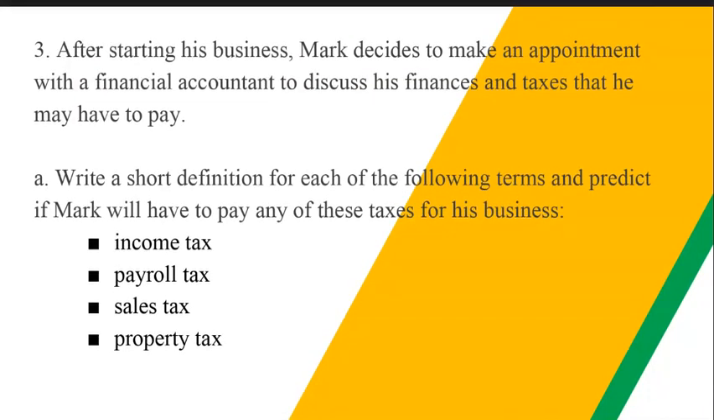Wednesday, problem 3. After starting his business, Mark decides to make an appointment with a financial accountant to discuss his finances and taxes that he may have to pay. A. Write a short definition for each of the following terms and predict if Mark will have to pay any of these taxes for his business. 1. Income tax. 2. Payroll tax. 3. Sales tax. 4. Property tax. This concludes the assignment for Wednesday, problem 3.